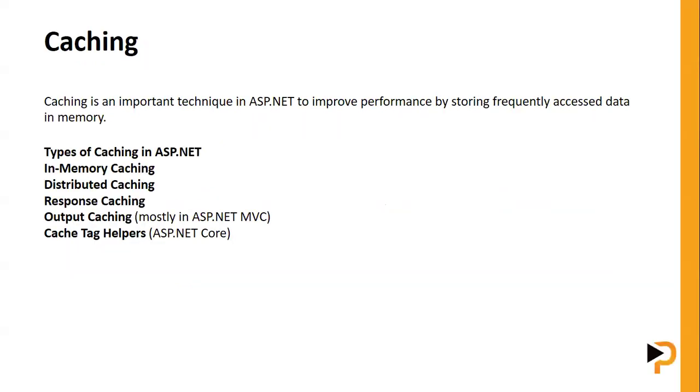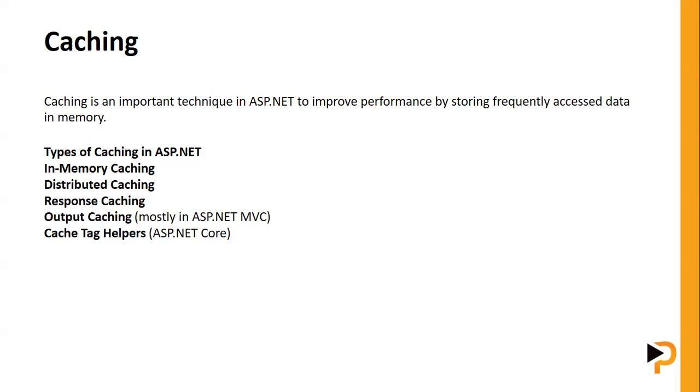Next, caching is an important technique in ASP.NET that improves performance by storing frequently accessed data in memory. There are different types of caching: in-memory, distributed, response caching, output caching, and cache tag helpers. Caching stores frequently used data mostly in memory and accesses it without regenerating or refetching the data. This improves the performance of a web application or any kind of application by reducing the need to access the database or other slow resources for every request.